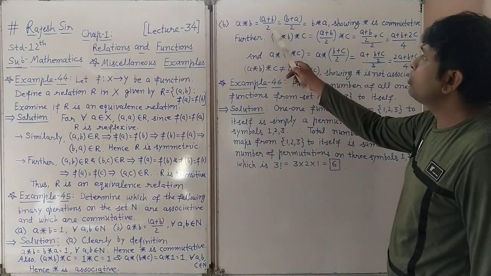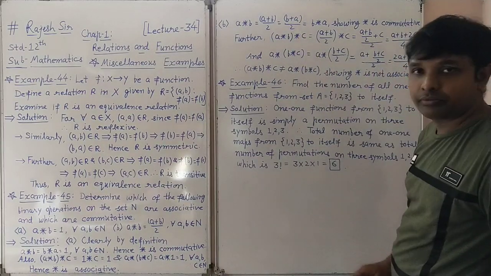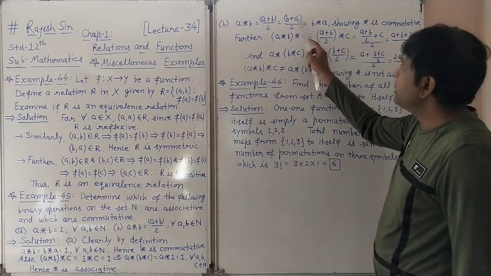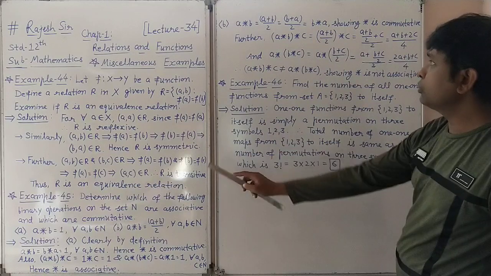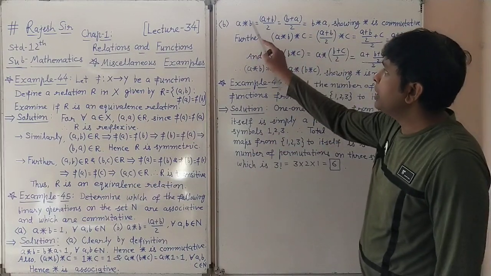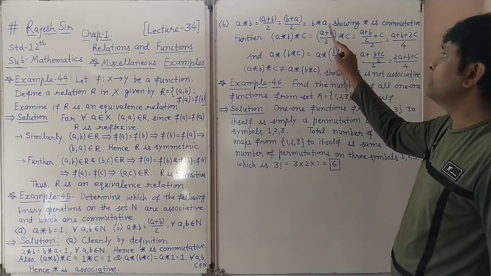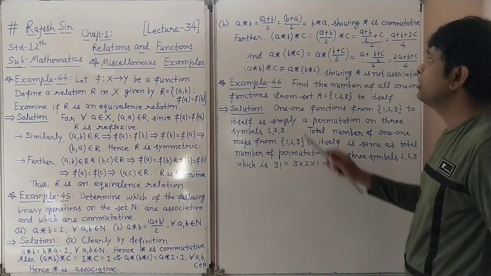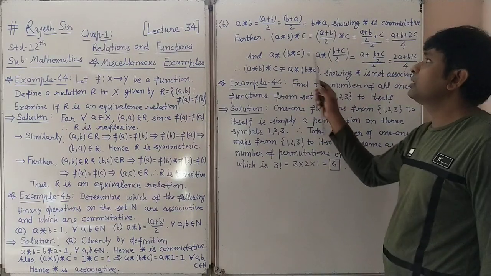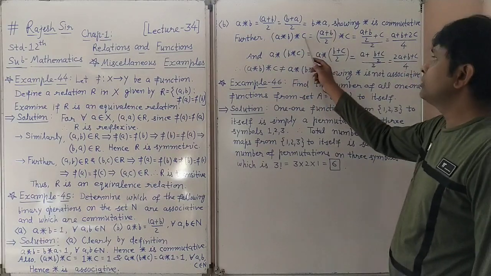This (A + B)/2 can be written as (B + A)/2. And (B + A)/2 can be written as B binary A, as given in the question. So what we have is A binary B equals B binary A. This shows that the operation is commutative. Now to check associativity, we will take a third element C also.